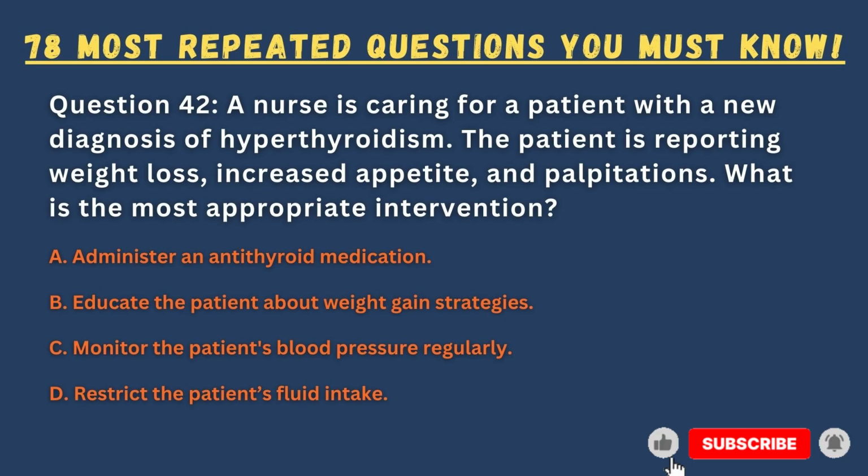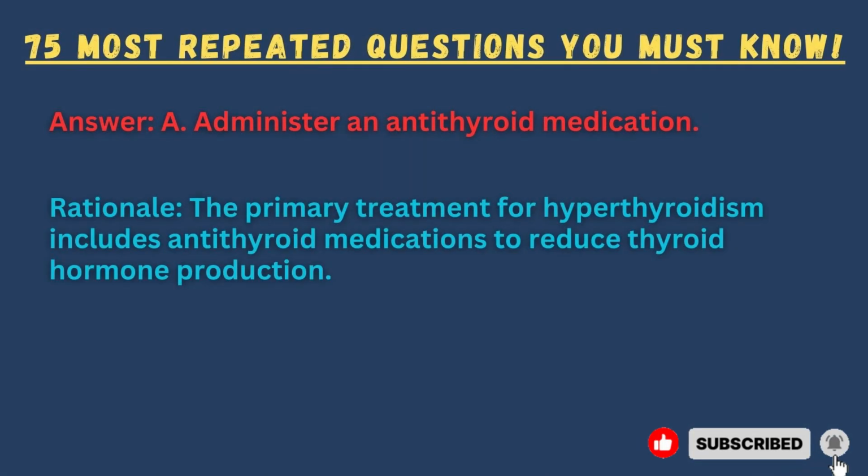A. Administer an antithyroid medication. B. Educate the patient about weight gain strategies. C. Monitor the patient's blood pressure regularly. D. Restrict the patient's fluid intake. Answer: A. Administer an antithyroid medication. Rationale: the primary treatment for hyperthyroidism includes antithyroid medications to reduce thyroid hormone production.